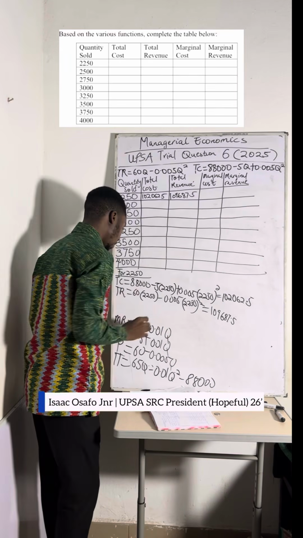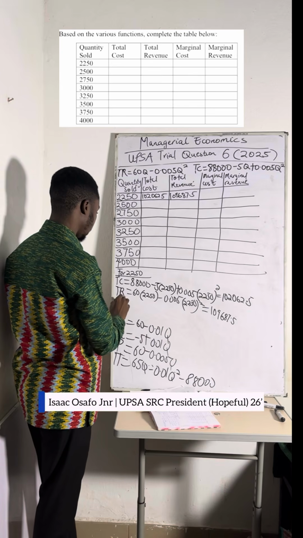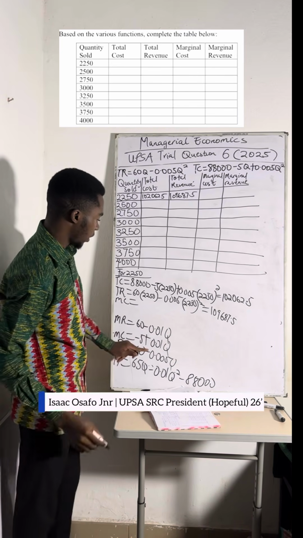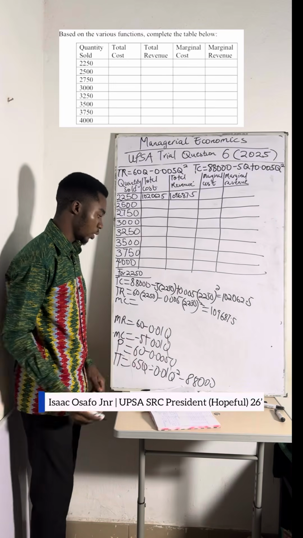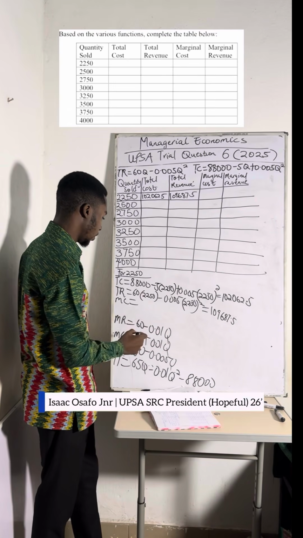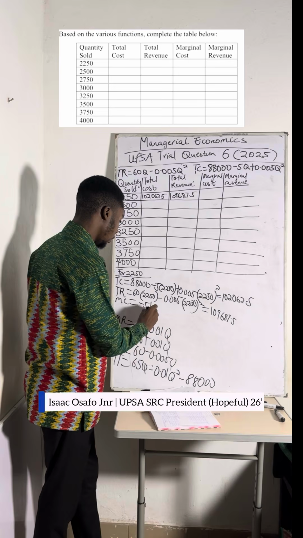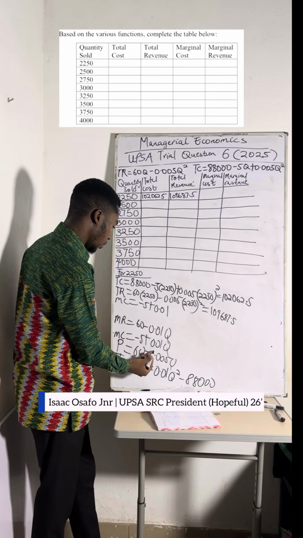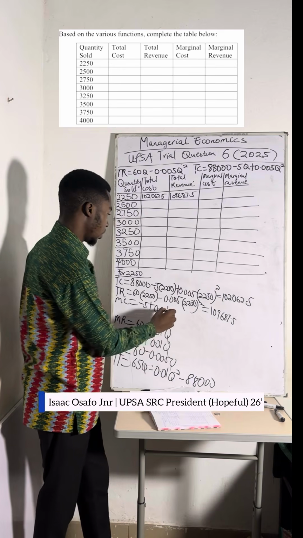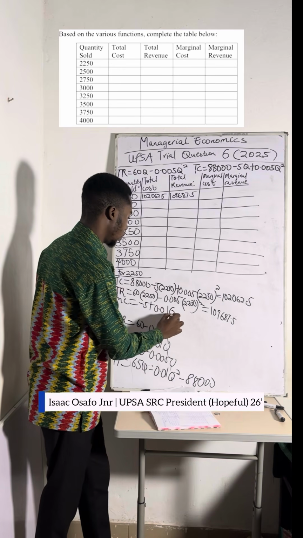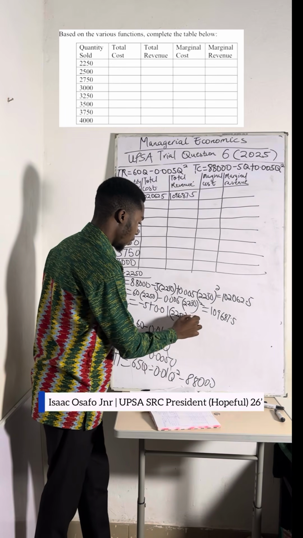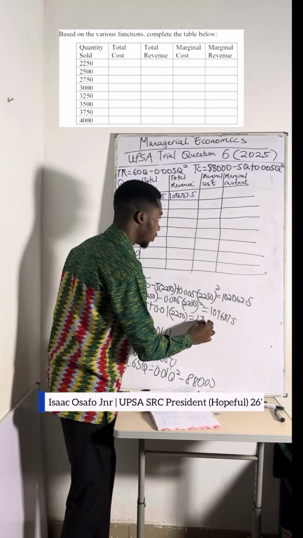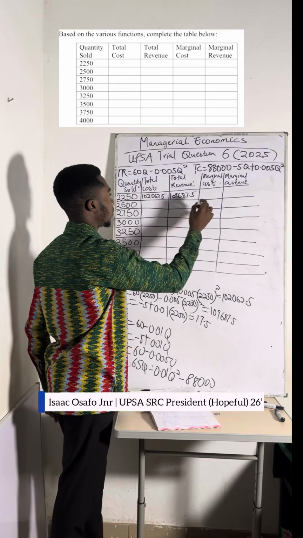Now let's go to marginal cost. For the marginal cost, we already have the function here. Remember we solved for it. Anywhere we see Q, just put the 2250. So we had -5 plus 0.01 times Q. And our Q is 2250. When we punch that on the calculator, you should be getting 17.5. So that's our marginal cost for 2250.